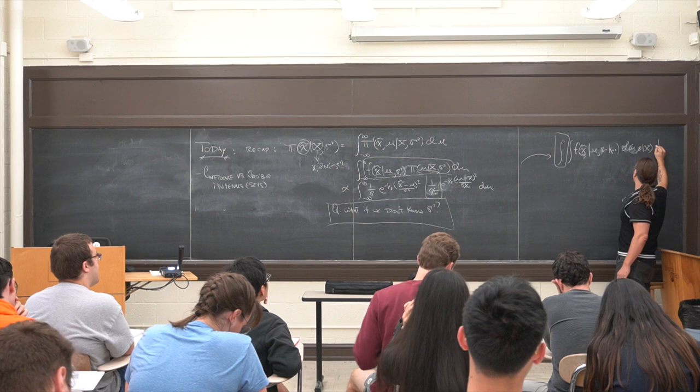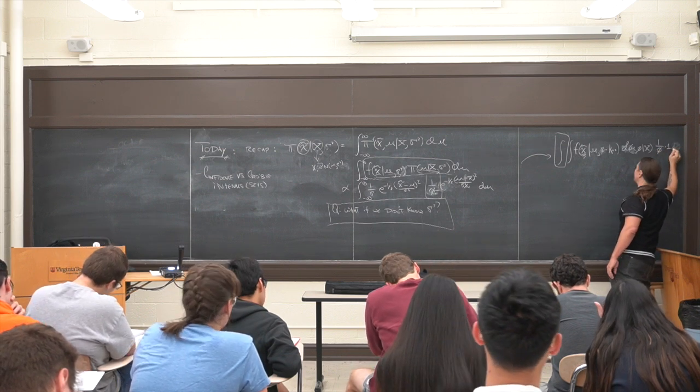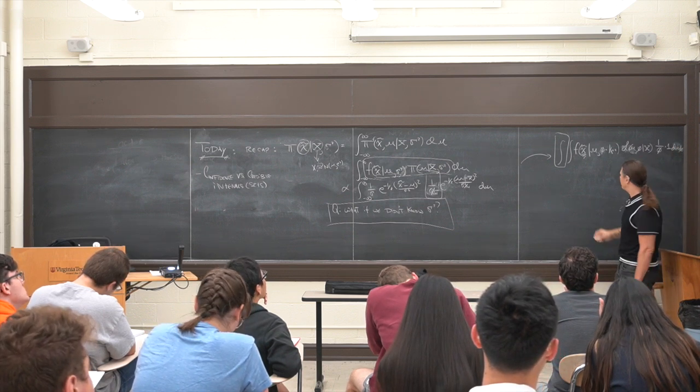And I'll just write down my prior. It's 1 over phi times 1. It's probably what you're going to use. And then you're going to integrate over mu and phi. So this is just what this would be.